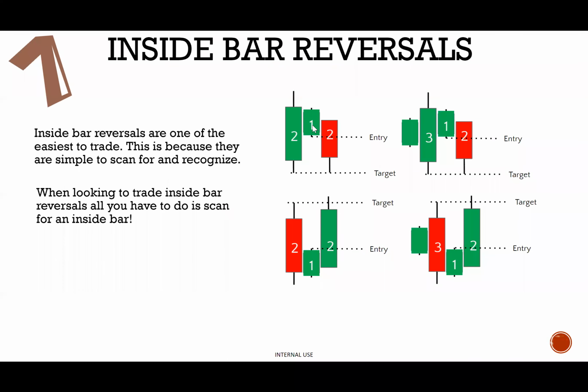So, looking at this scenario, a 2-1-2, and this is why I say we do not trade an inside bar. We get excited when we find an inside bar because in the Strat world, it gives us a setup, either a 2-1-2 reversal to the downside, or a 3-1-2 reversal to the downside, or a 2-1-2 reversal to the upside, or a 3-1-2 reversal to the upside, right?